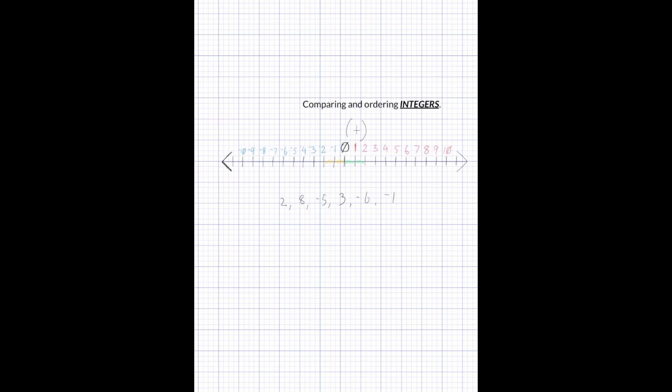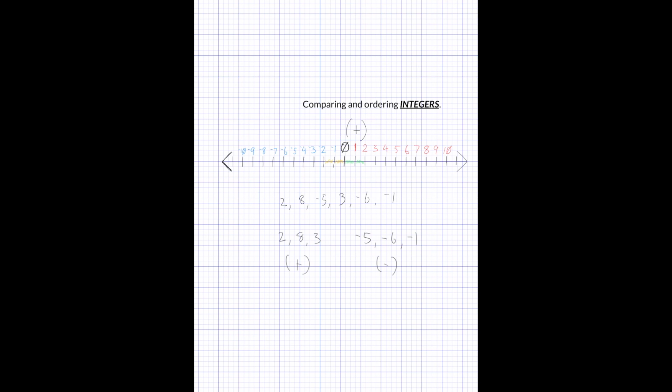I've got a 2 there. There's a bit of a wonky 2. I have an 8. I also have a 3. These are all my positive integers. On the other side of that, I have a -5, I have a -6, and there's a -1 there as well. These are all my negative integers. Well, now that I've sorted them, I can start to actually plot them on the number line.